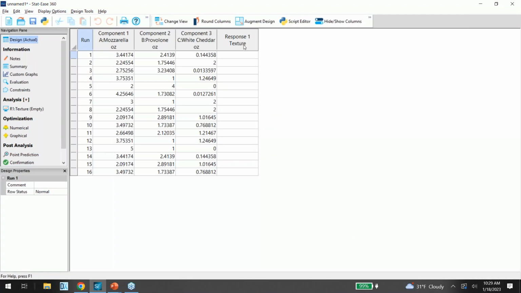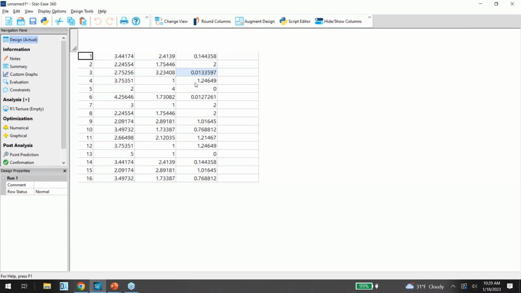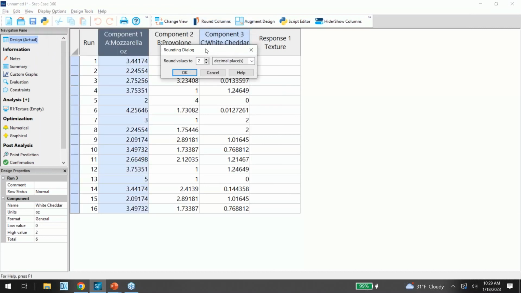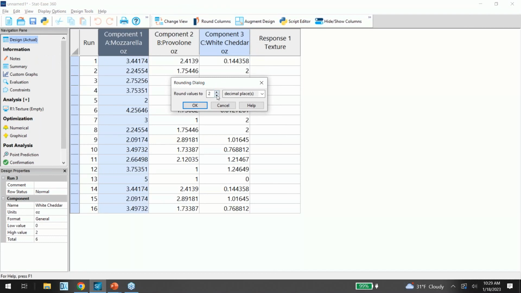Okay. We used to get questions all the time, people saying, hey, I can't measure out 3.44174 ounces of mozzarella cheese. I can't measure out, and I'm going to make this a little bigger with Control plus mouse wheel, 0.0133597 ounces of white cheddar. So I'm going to use this round columns feature that's new in our software, and I'm going to round this off to, let's say, 2 decimal places.